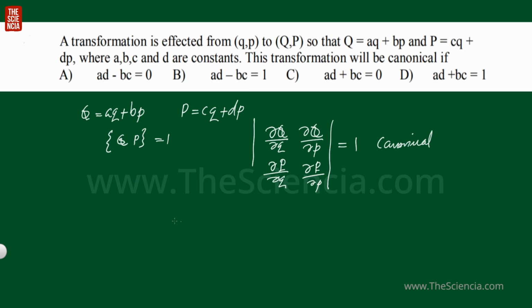So check dou Q by dou q. So what we get? We get a. What is dou Q by dou p? We get b. And dou P by dou q, that is c. And dou P by dou p, that is d. So we get this is equal to ad minus cb. And this one is a canonical transformation if this is equal to 1. So this is the condition. So which one is the correct answer? Option B.